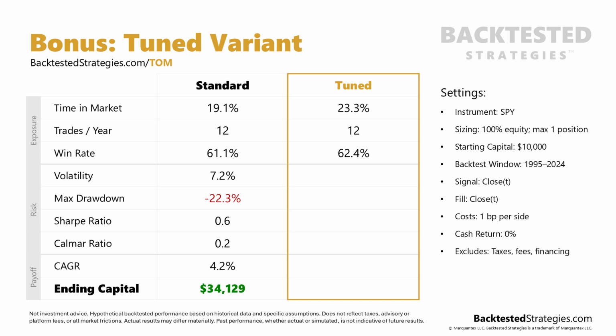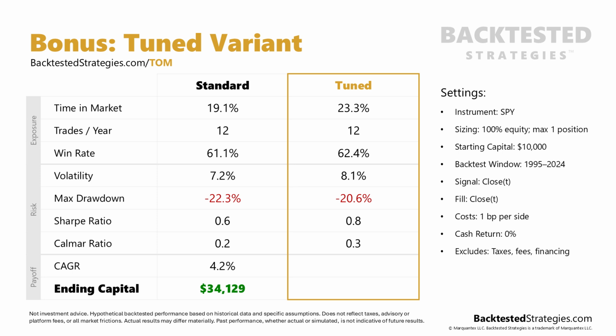Section 2. Risk. For the standard version, volatility is 7.2% with a max drawdown of minus 22.3%. The Sharpe and Calmar ratios are 0.6 and 0.2. For the tuned version, volatility rises to 8.1%, but max drawdown improves to minus 20.6%. The Sharpe ratio increases to 0.8, and the Calmar ratio increases to 0.3. So for about 1 percentage point more volatility, the tuned version shaves drawdown and posts higher risk-adjusted metrics in this sample.